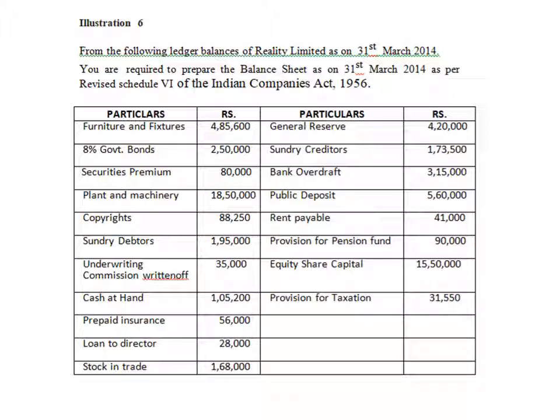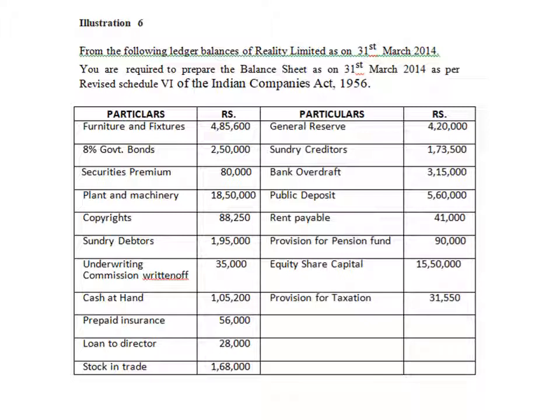So the first item here is furniture and fixture. This, like you all know, it is a fixed tangible asset which comes on the asset side. Then there are 8% government bonds. These are our investments. Then we have securities premium. Securities premium comes under reserves and surpluses. Plant and machinery is also a fixed tangible asset.